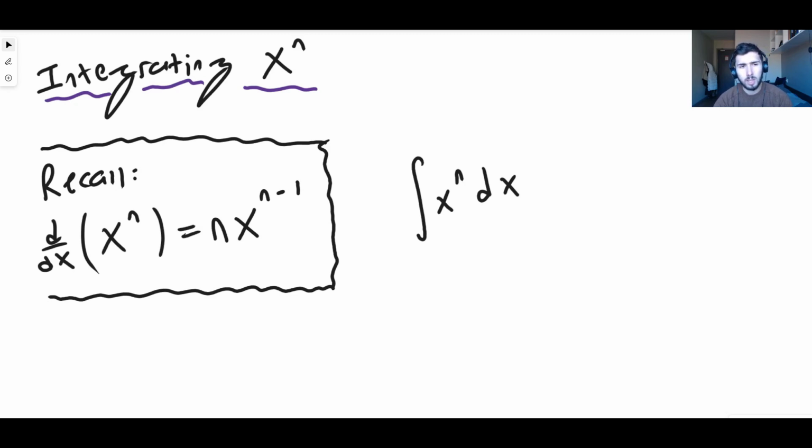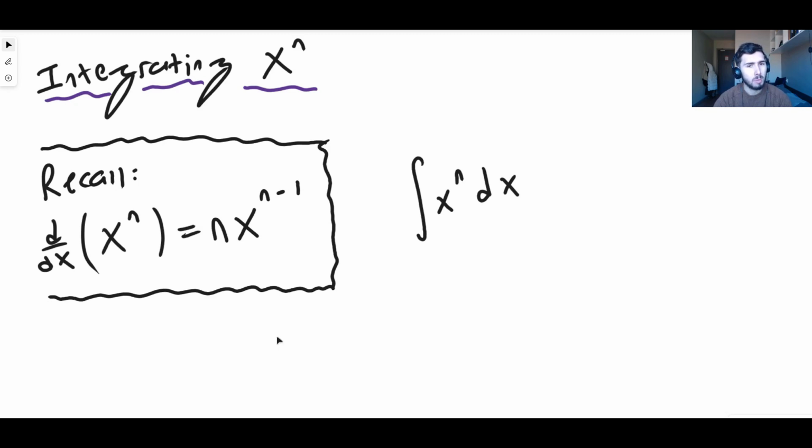In this video we're taking a look at integrating x to the power of n with respect to x. In order to do this we need to recall that the derivative of x to the n is n times x to the n minus 1, okay? I have a video showing why this is true that I will leave a link to in the description.